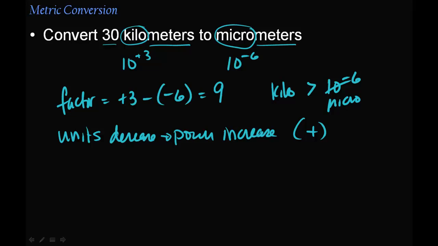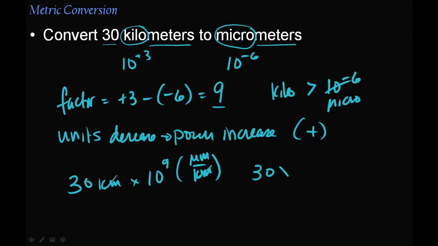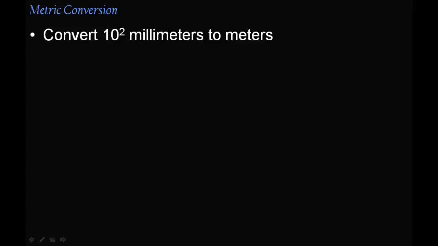Now to get our final answer, all we do is take our original number, which is 30 kilometers. We're going to times it by 10 to our conversion factor power, 10 to the 9th. Now this is actually going to be in micrometers per kilometer. That's what we determined up here. The kilometers would cancel out, and our answer is going to be 30 times 10 to the 9th. And this is now going to be in micrometers. Let's try one more. This time we have 10 squared millimeters to meters.